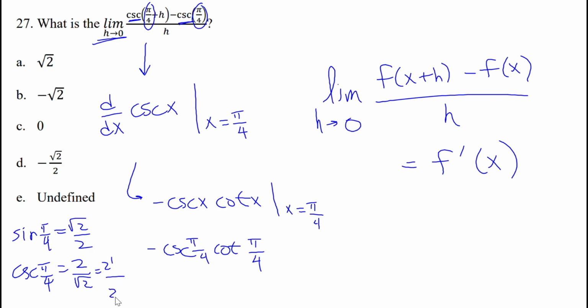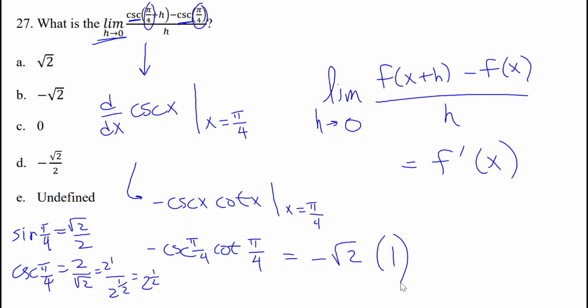2 over root 2 is like 2 to the first over 2 to the 1/2, right? Well, if they have the same base, we can subtract the exponent. So that's 2 to the 1/2, or root 2. So we've got negative root 2. And then the cotangent of pi over 4, we should know that that's just equal to 1.